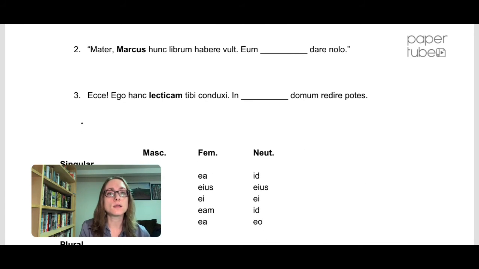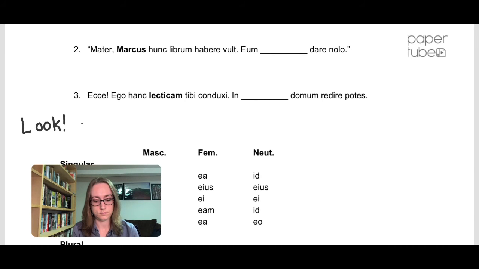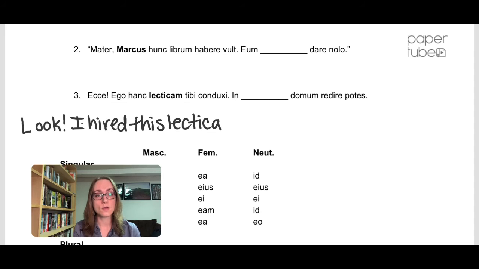Ecce, ego hanc lecticam tibi conduxi, in blank domum redire potes. Ecce means look. We have to go to the verb. Conduxi is perfect. It's first person singular perfect, so I hired. Hanc lecticam, this lectica. Remember, that's a litter. It's a thing that people get carried around in. I hired this lectica. You don't have to translate lectica. Tibi, for you.